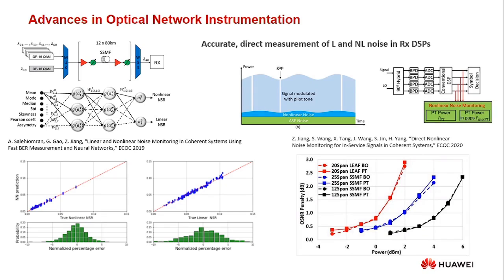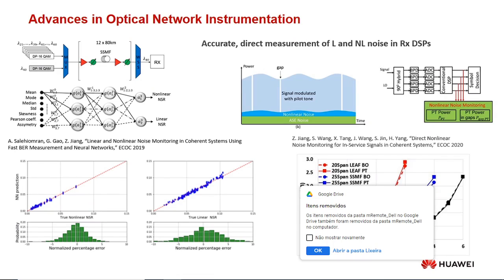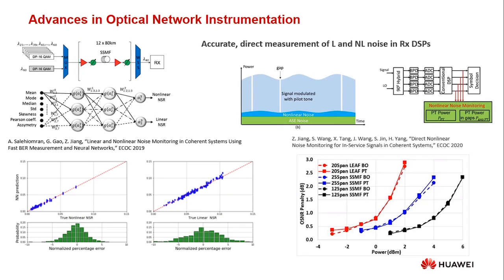Here's some work that's using fast bit error rate measurements and machine learning on those patterns to distinguish linear and nonlinear noise and measure the two. But an even more straightforward approach that's now part of the family of measurement techniques is based on signal modulation with pilot tones, right? In this case, we apply a small pilot tone to the coherent signal. We also insert gaps. Basically, the gaps give us ASE noise only, not a nonlinear noise component due to the signal, so we can separate the two.